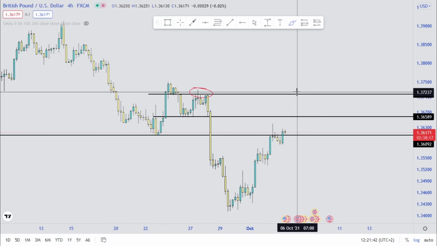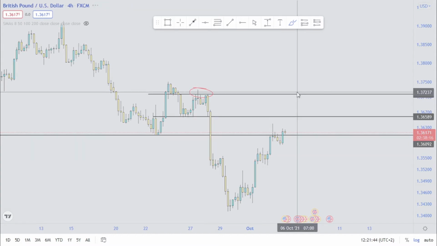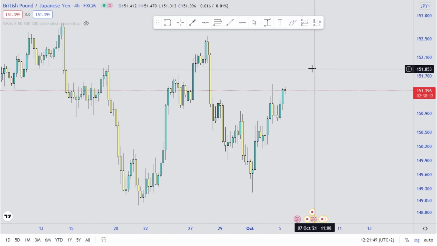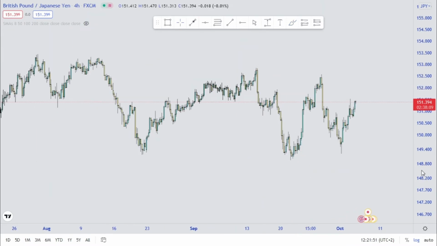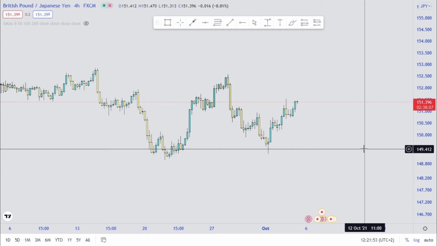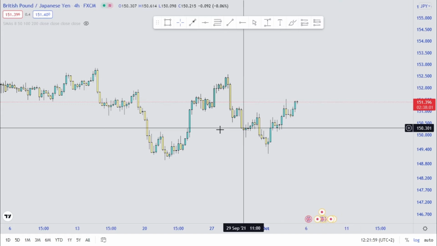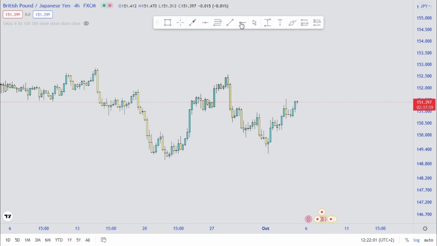So let's move on to GJ, the one and only, guys. On GJ, what I noticed is that we do have a lot of structure breaks, right? Let's start from this side, right? Let's start from this region, right?